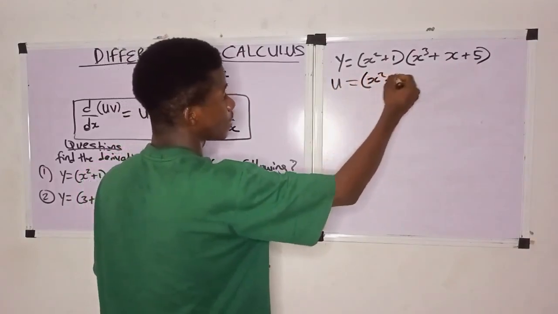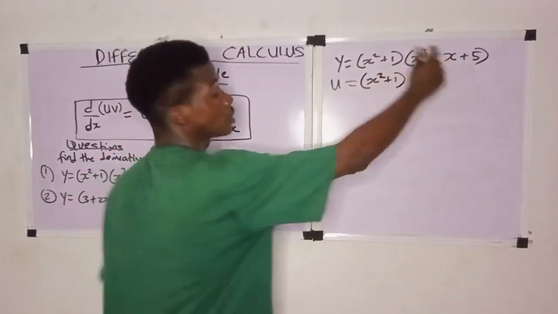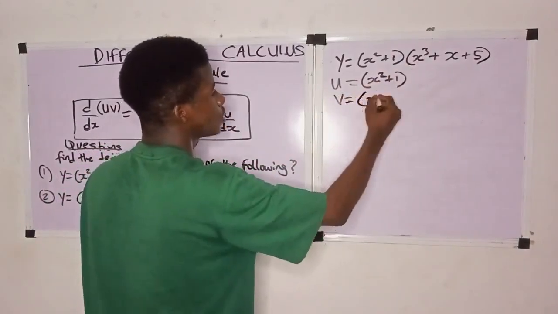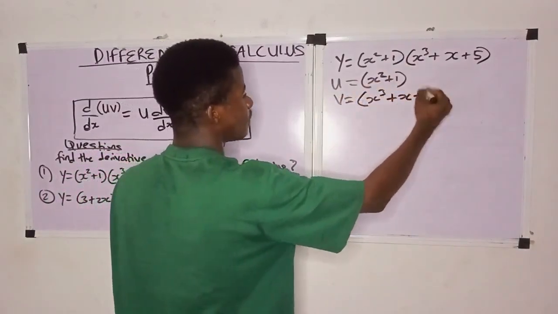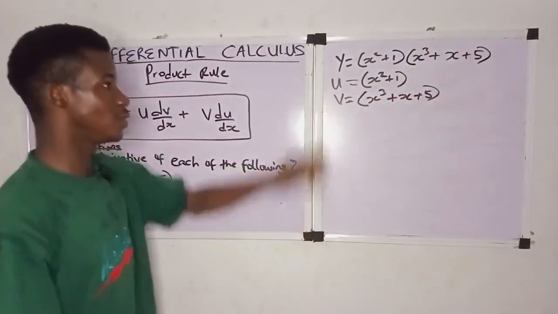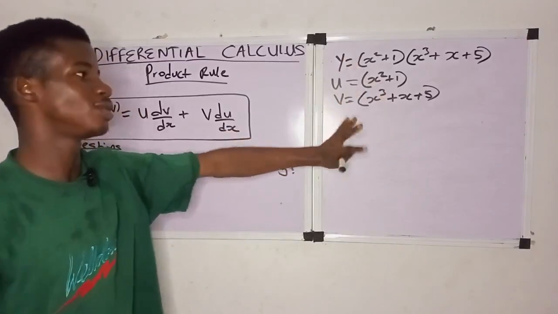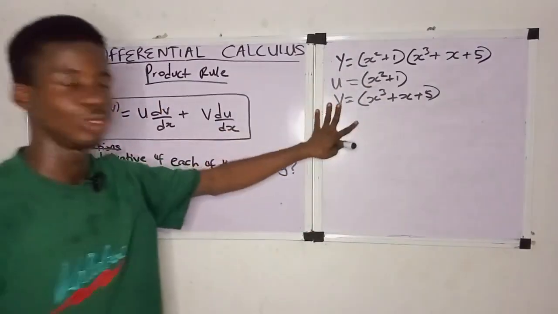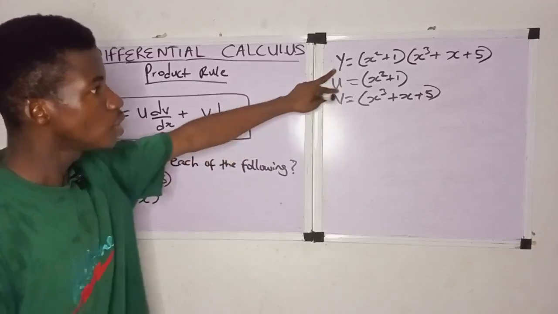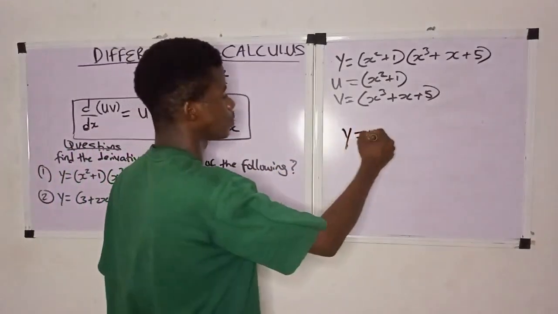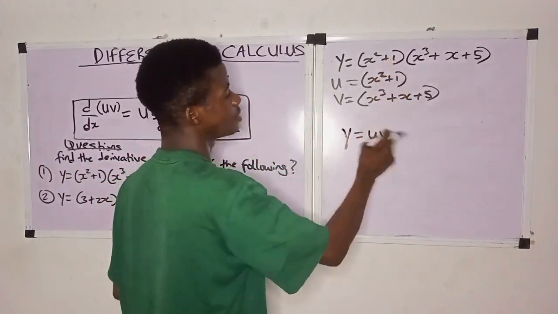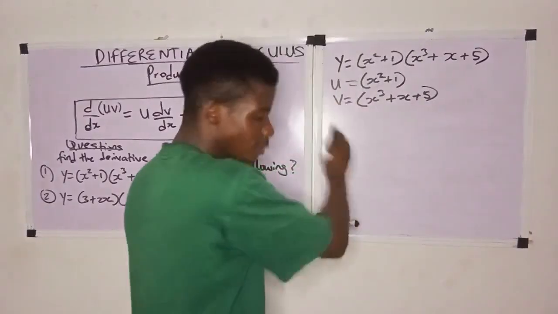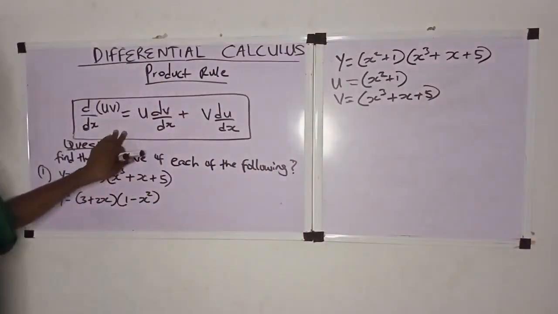U is equal to bracket open s squared plus 1. Then we'll call the other function V. So V will be equal to bracket open s cubed plus s plus 5, bracket close. So U is equal to s squared plus 1, while V is equal to s cubed plus s plus 5. This is the very first thing I'm going to do. If you break it down, y is equal to UV, U is multiplying V. Now let's continue.